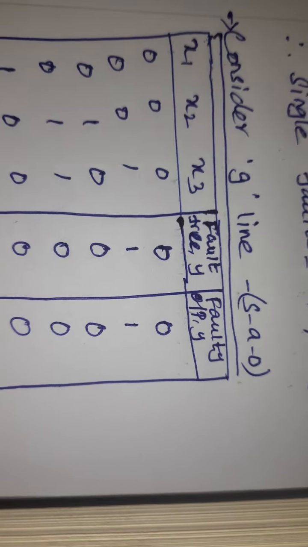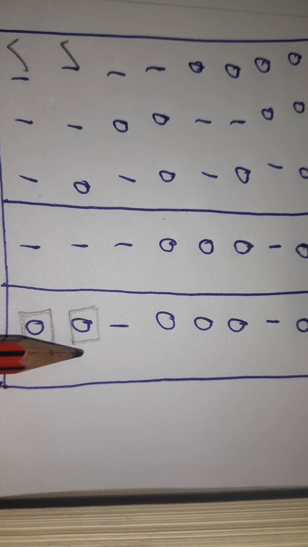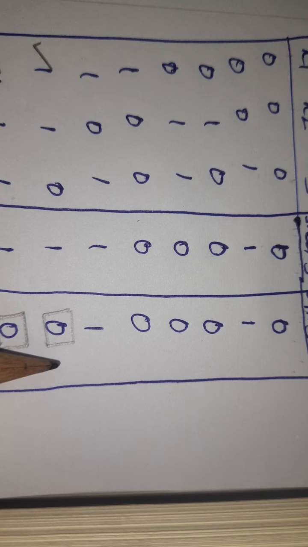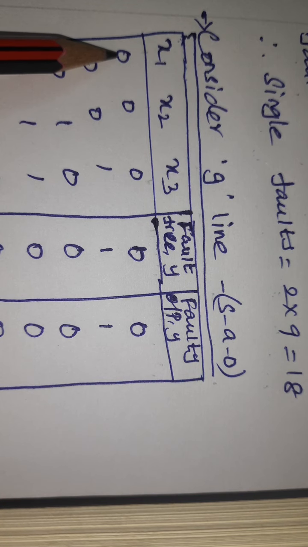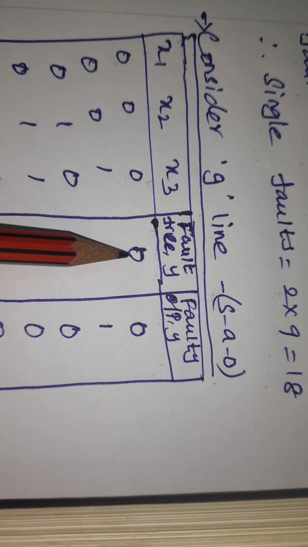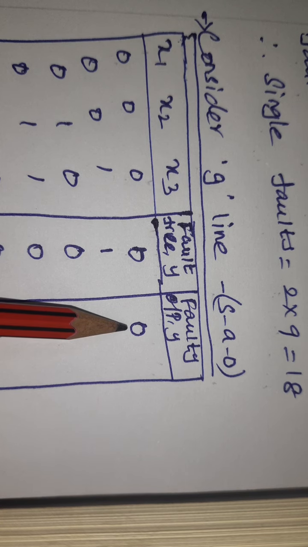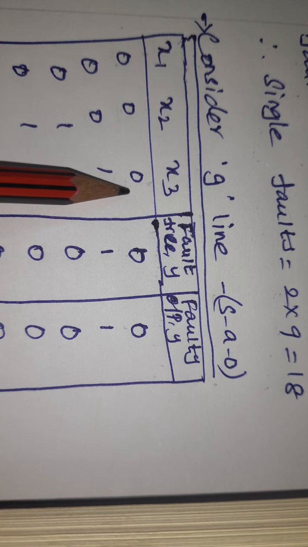Similarly we apply all the combinations of inputs to this circuit, then we can write the faulty output of stuck at 0 at the G line. Now we compare: when we apply 0 0 0, what is the fault free response? 0. The faulty response is also 0. So we are not able to find the fault when we apply this kind of test input vector.